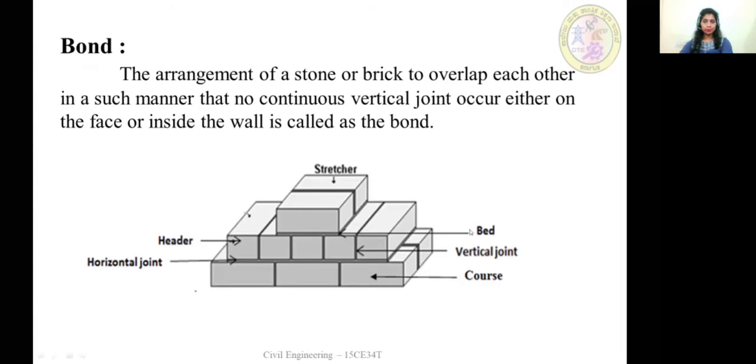Next, we'll see some of the terms which are used in brick masonry. Bond. See, bond is a common term used for stone masonry, or we can use it in brick masonry. It is nothing but the arrangement of the stone or brick to overlap each other in such a manner that no continuous vertical joints occur either on the face or inside of the wall. That is called the bond.